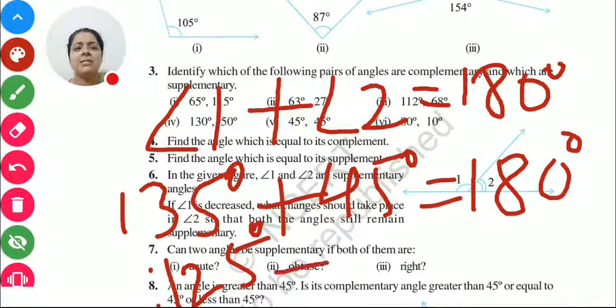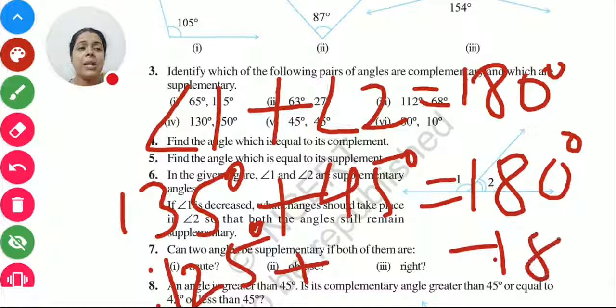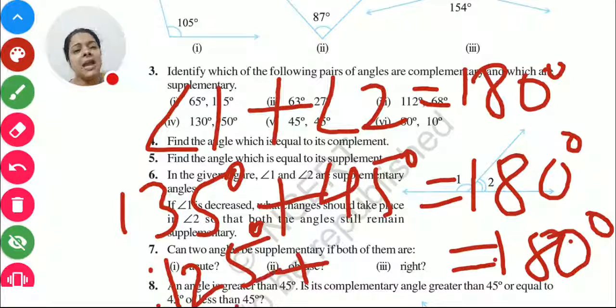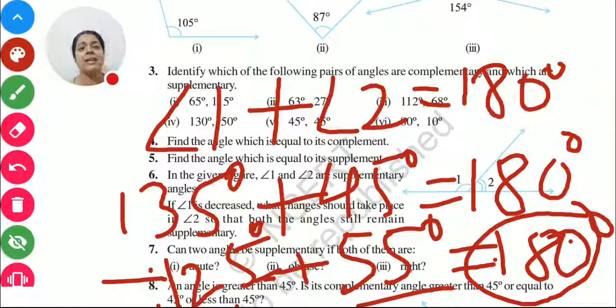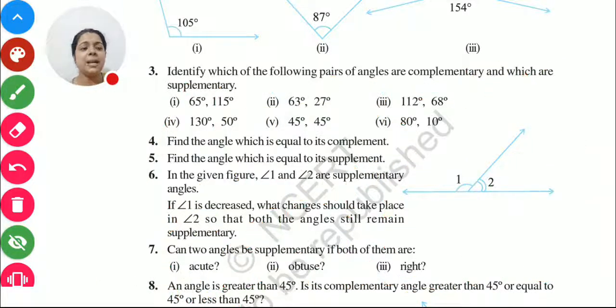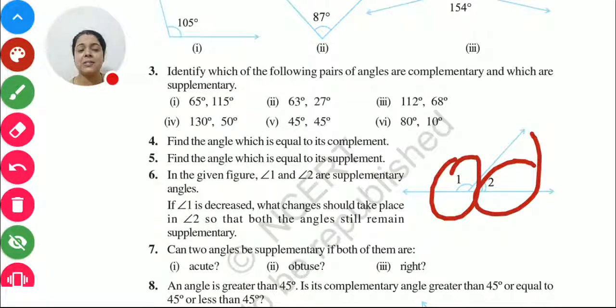So we have decreased. How will I make it 180 again? When this is decreased by 10, I'll add 10 over here. How much is decreased here, that much should be increased here. Then only the answer will remain the same, 180 degrees. So the condition applies: if one is decreasing, another one will definitely increase to balance it and make it 180 degrees, right?